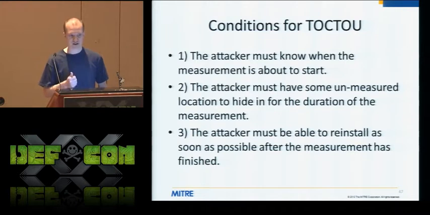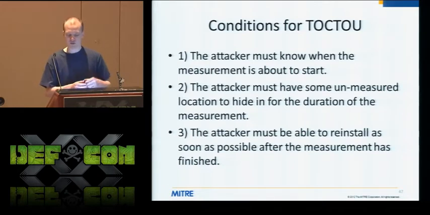So the conditions are, first, the attacker has to know when you're about to measure something. And if you're at the same privilege level, that's pretty easy, right? They can always know when you're about to start a measurement by putting a hook into your code. They're always going to bounce out to their code before you ever even have a chance to measure your own code, right? Way up in the prologue, way up in the code that listens for network packets. So the attacker has to know when you're about to start.